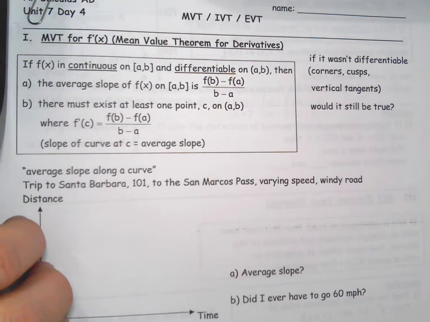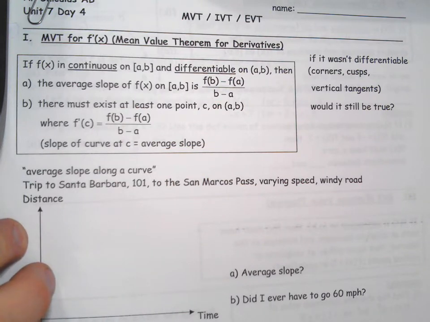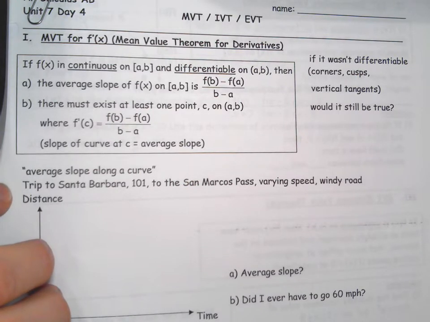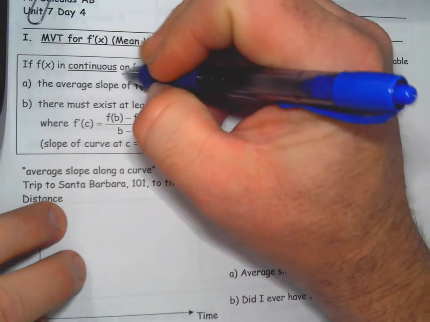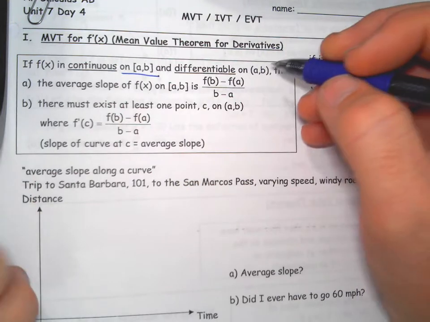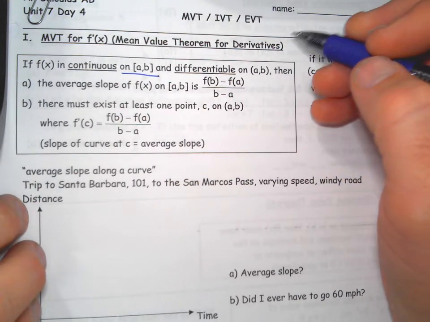So MVT, initials for mean value theorem, and this one's for derivatives. And mean value theorem, mean is average. So we're trying to find the average derivative. There are some requirements to be able to use this idea. The function needs to be continuous, so no holes, jumps, vertical asymptotes on a closed interval, and differentiable on the open interval. Differentiable meaning it needs to be smooth to apply this idea.